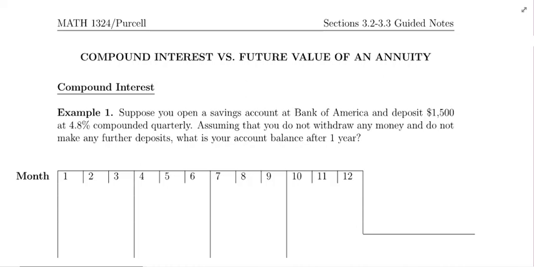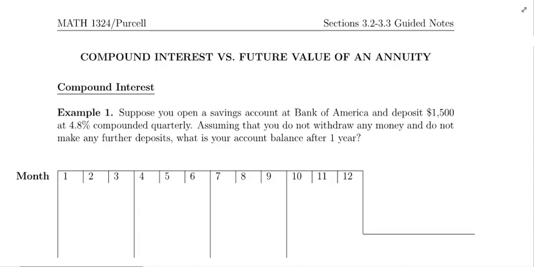All right, so now we are ready to go into the details of how the compound interest formula and the future value of an annuity formula compare. So go ahead and get out the note packet for sections 3.2 and 3.3. Let's start on page 1, where we're going to map out an example of compound interest.